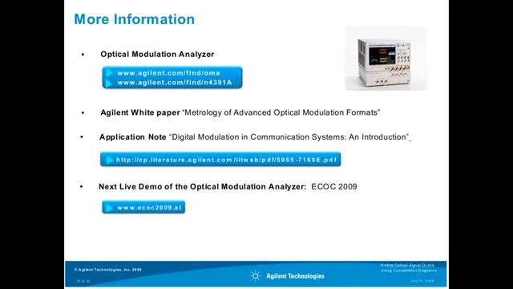So now I have shown you several examples of impairments that could influence the constellation diagram, and I have shown you also the root cause of this, and all these examples were measured with an optical modulation analyzer.